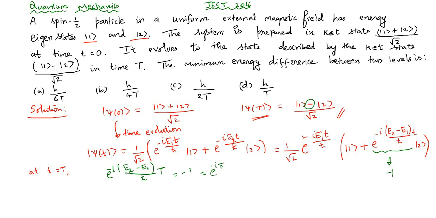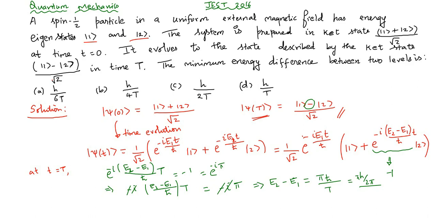So equating the powers, you will get minus i (e2 minus e1) by h bar into T equal to minus i pi. So i and the minus also get cancelled, and e2 minus e1 becomes pi h bar by T. Now h bar is nothing but h by 2 pi, so this becomes pi h by 2 pi by T. Pi and pi get cancelled, therefore h by 2T is the answer. So the answer for this problem is C.